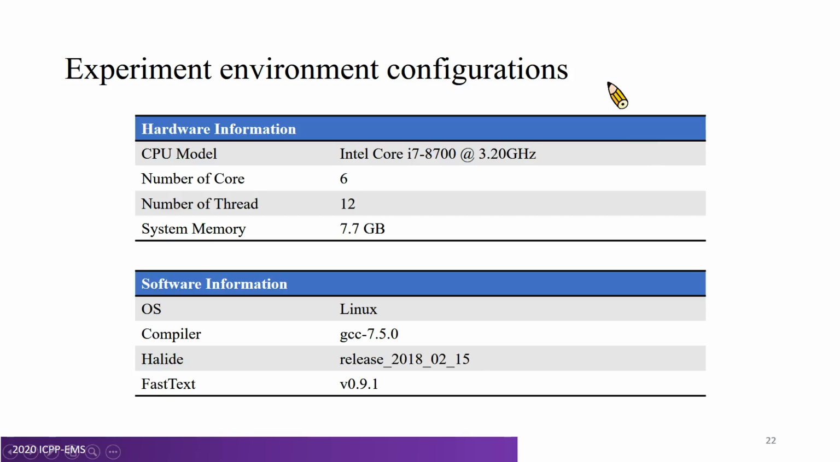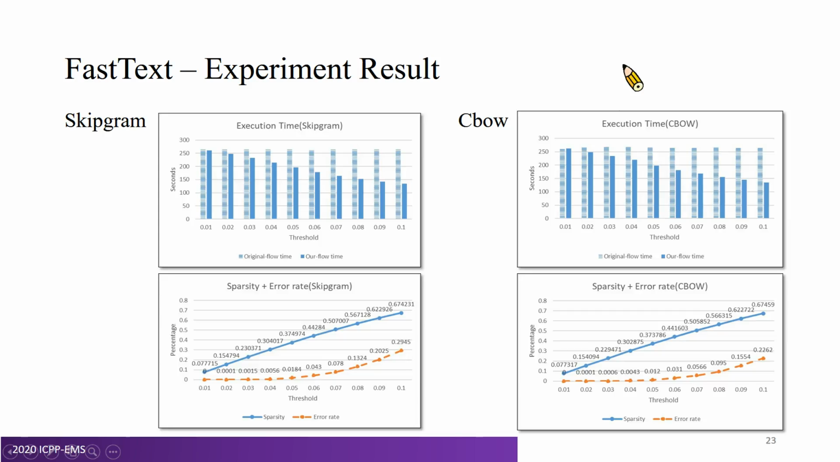This table shows the environment configurations used in our experiment evaluation. Here are our experimental results. We focus on the relationship between sparsity, speedup, and the error rate. Due to our proposed method, which compresses models, our evaluation result shows that we can speed up FastText by 1.2 to 1.9 times compared to the unmodified version.